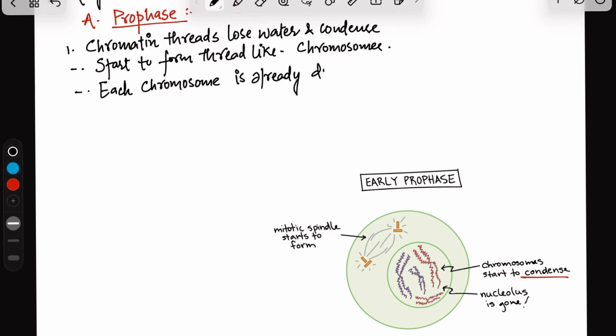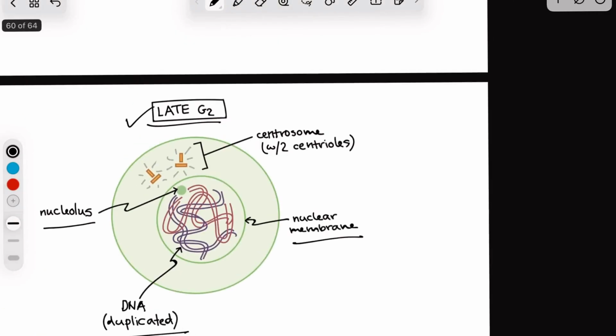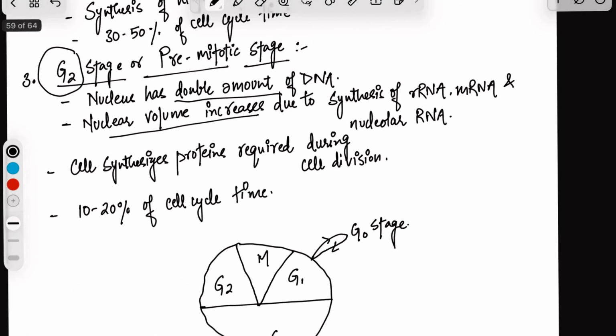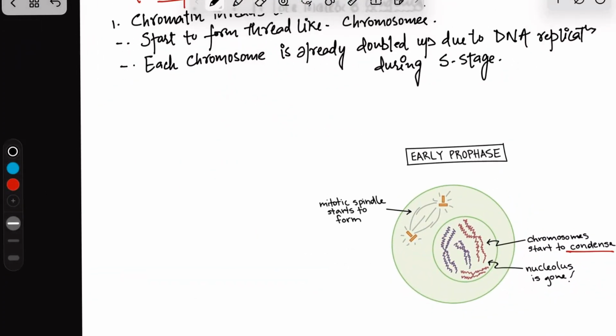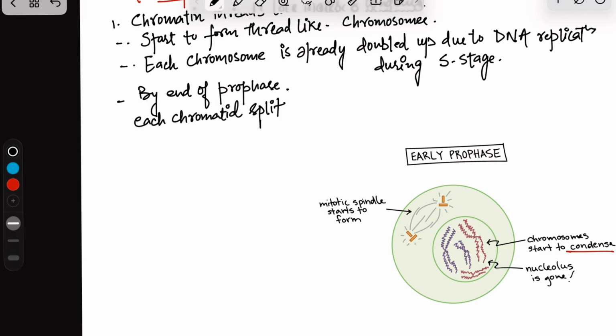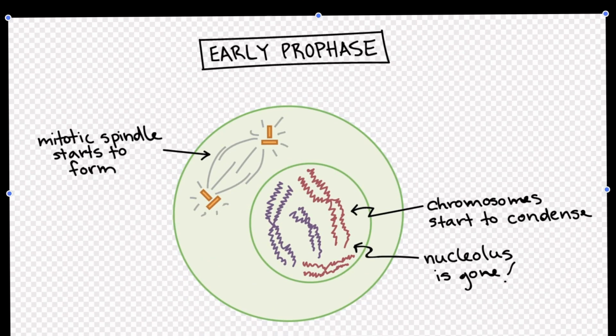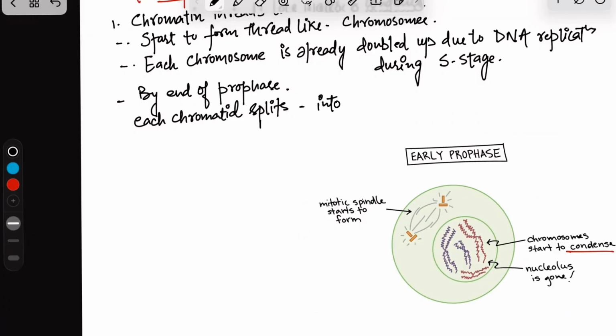Each chromosome is already doubled up due to DNA replication during the S stage. DNA has been replicated, so each chromosome looks doubled up. Here you can see that in the S stage DNA has been replicated. Now by the end of prophase, each chromosome splits lengthwise. Each chromosome has been split into two chromatids.